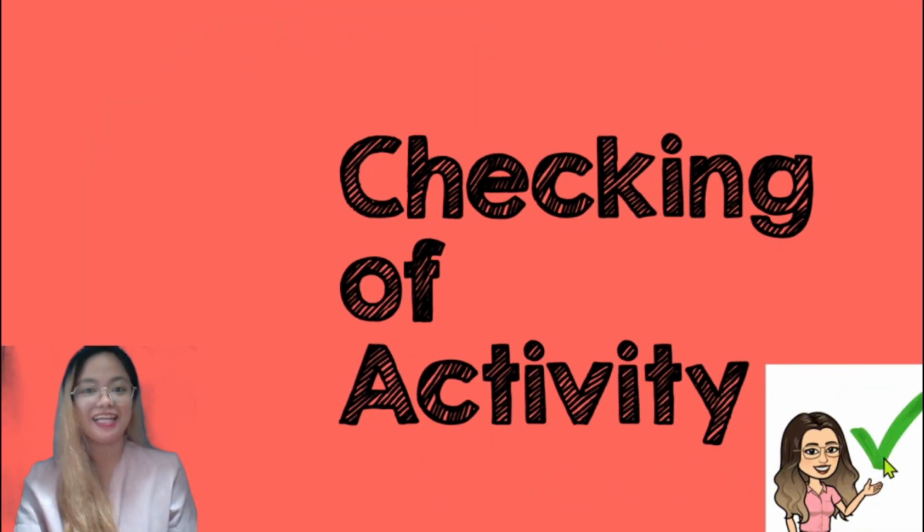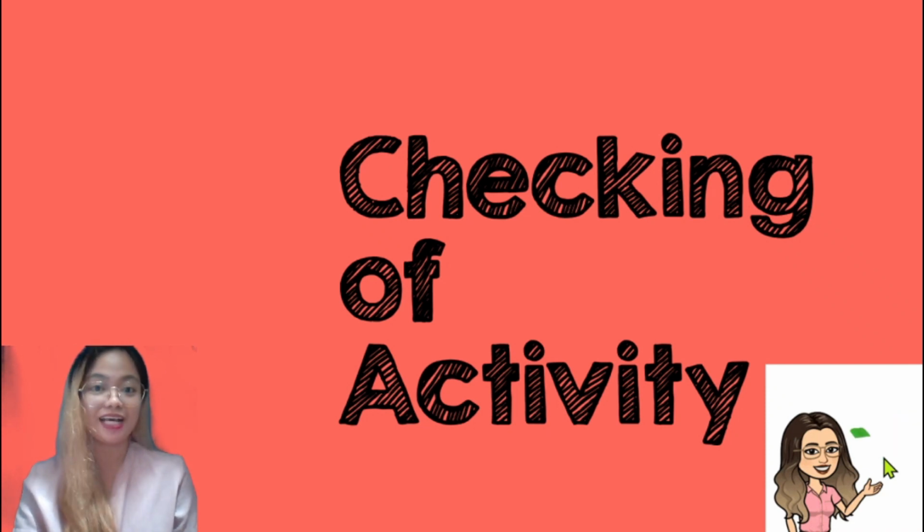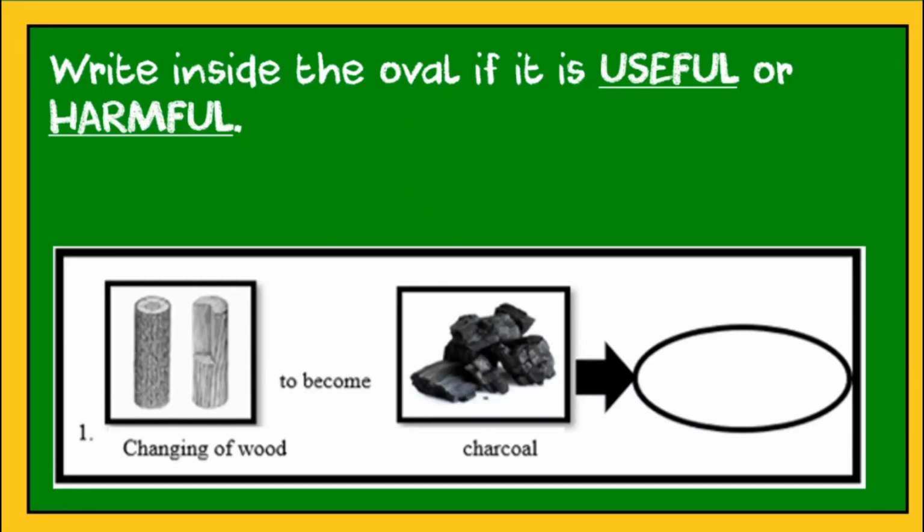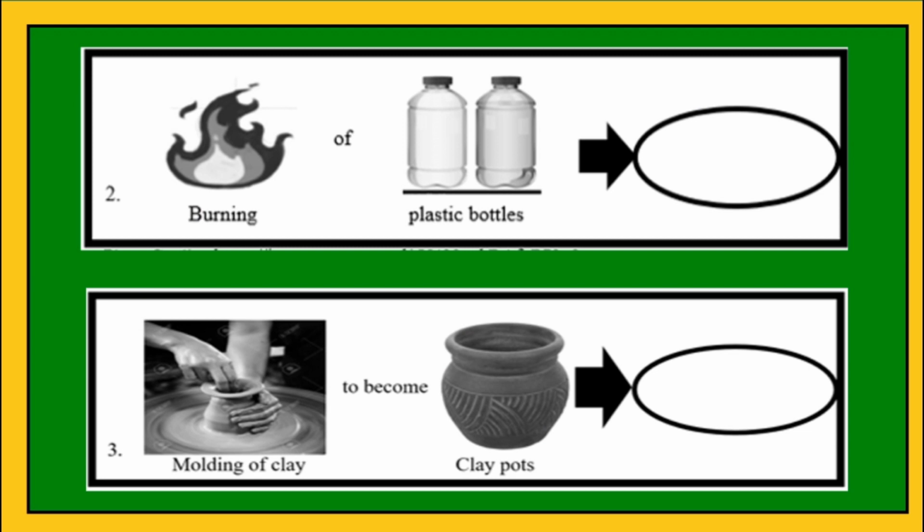Okay, so are you done answering our activity down to the guide questions? Very good. So let us now proceed with the checking of your answers. So let us start with number 1. Changing of wood to become charcoal. That is useful.